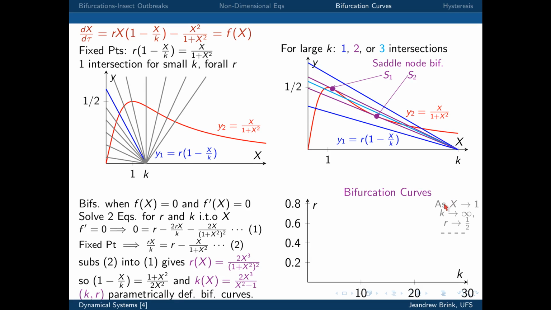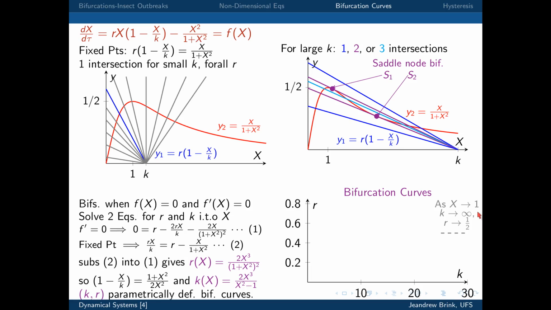An additional place that's interesting is wherever this thing goes infinite, wherever one of the denominators goes to 0. So that's what we're looking at first. If x goes to 1, then this thing goes to 0 and k goes to infinity. So as x goes to 1, k goes to infinity, so we effectively have an asymptote.